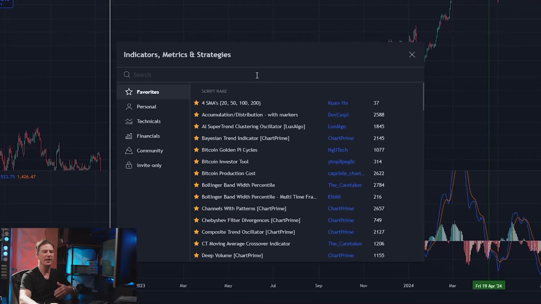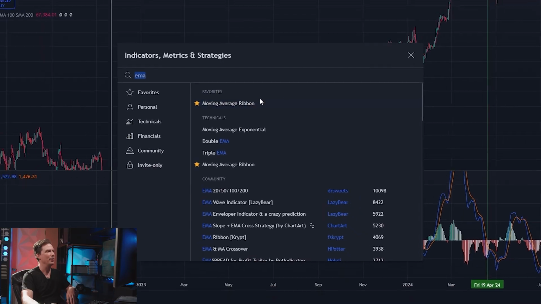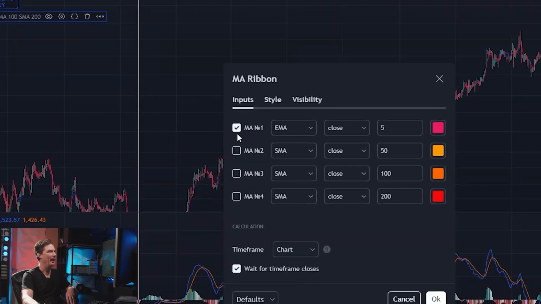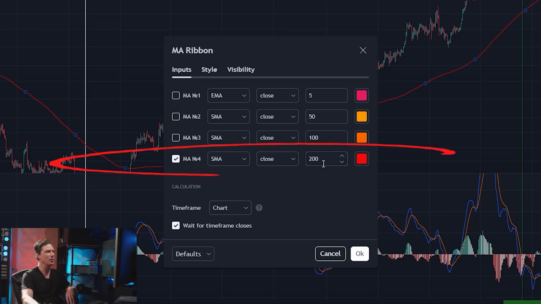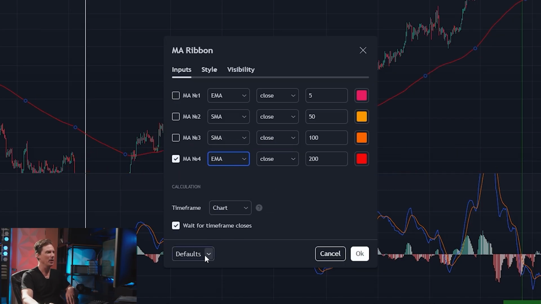So let's go ahead and add an EMA indicator to this. I'm going to go to the search bar and indicators and type in EMA, and I got a moving average indicator here. I'm going to hover over it, click on the cogwheel, and adjust the settings. Let's change this 200 simple moving average to a 200 exponential moving average. And why not? I'll just save that for now.